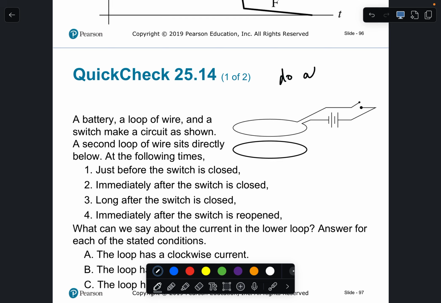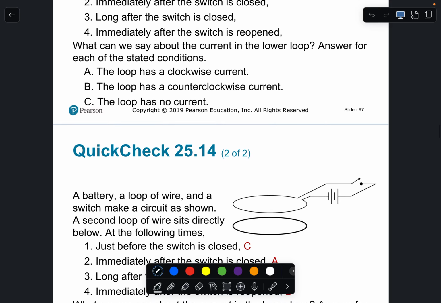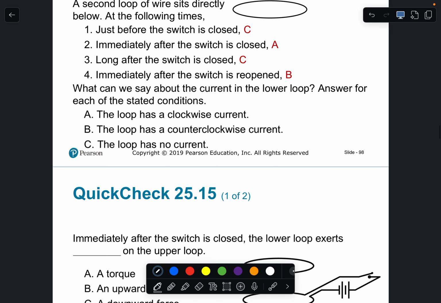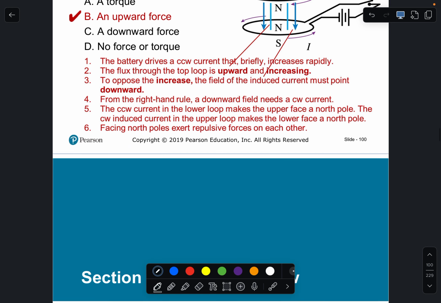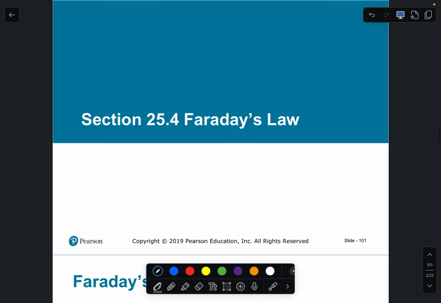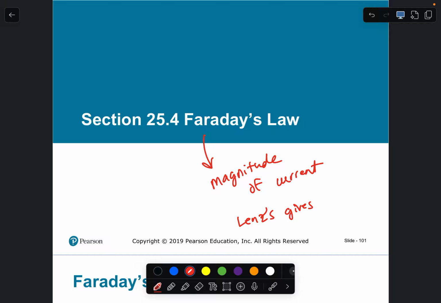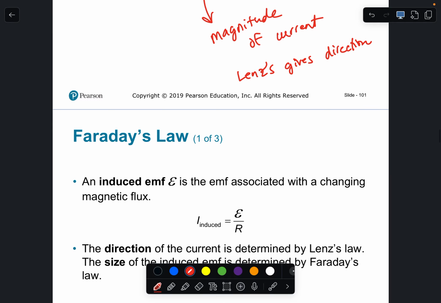There's 1,000 of them because there's so many configurations. Faraday's law gives you the magnitude of the current. Lenz's law tells us the direction. So we're going to get into Faraday's law next. Faraday's law, you can get the magnitude of that current, whereas Lenz's law gives you the direction of the current. Calculating the magnitude is fun and easy.